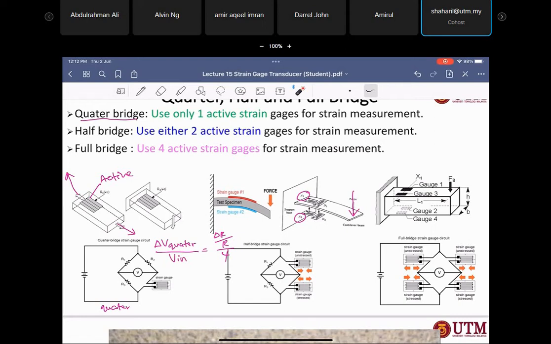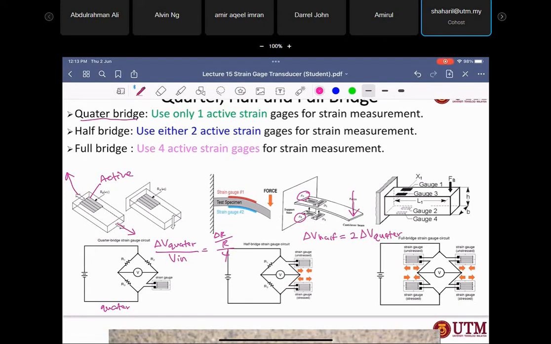Okay, so remember, right? If you have two active strain gauges, what you will do is find the delta V half. Okay, we need to find the delta V, we call it half. So the formula after this will be equal to 2, then you times delta V quarter.